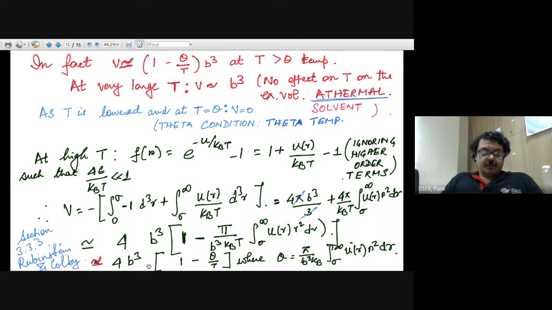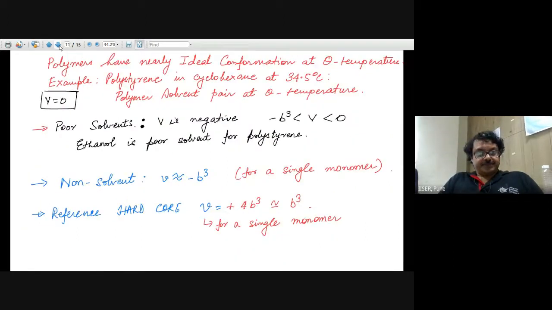And then you can write 4b cube times 1 minus theta by T, because there's a kbT here, where the theta temperature can be calculated as pi by b cube kb integral 0 to infinity u of r squared dr. Whatever is there, you call that the theta temperature, and you have a T dependence here, which is got by expanding the exponential when this condition holds. This actually works out pretty well experimentally, but T has to be greater than the theta temperature, of course.